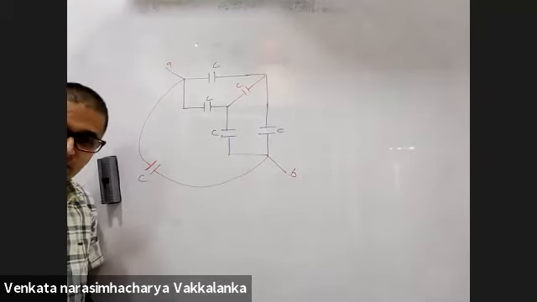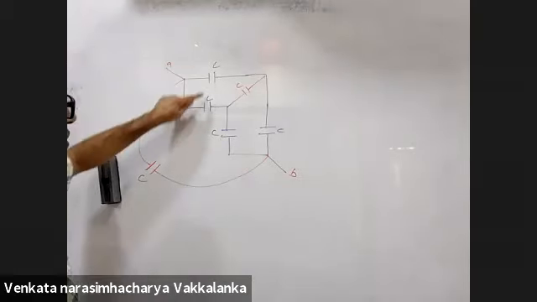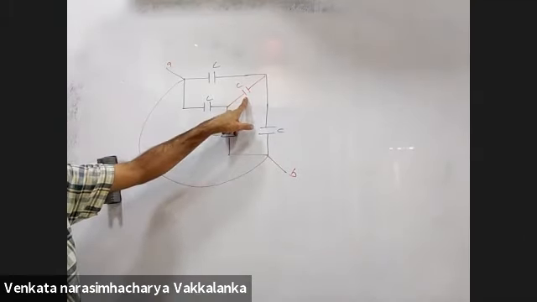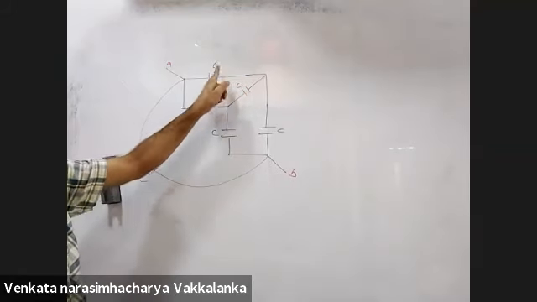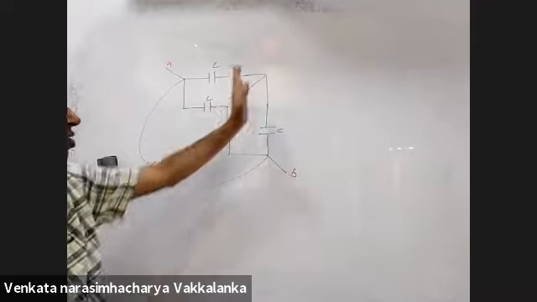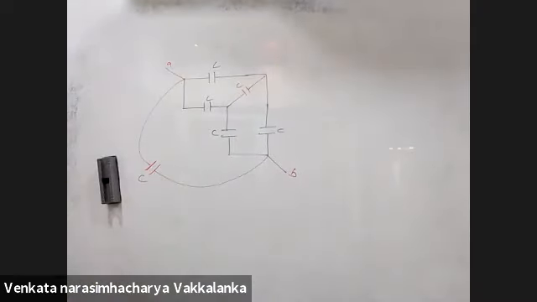Beauty lies in the eyes of the beholder. Yes, sir, true. C by C is equal to C by C. This branch is a galvanometer branch. Remove that. C and C are in series. 2C, 2C and C are in parallel.